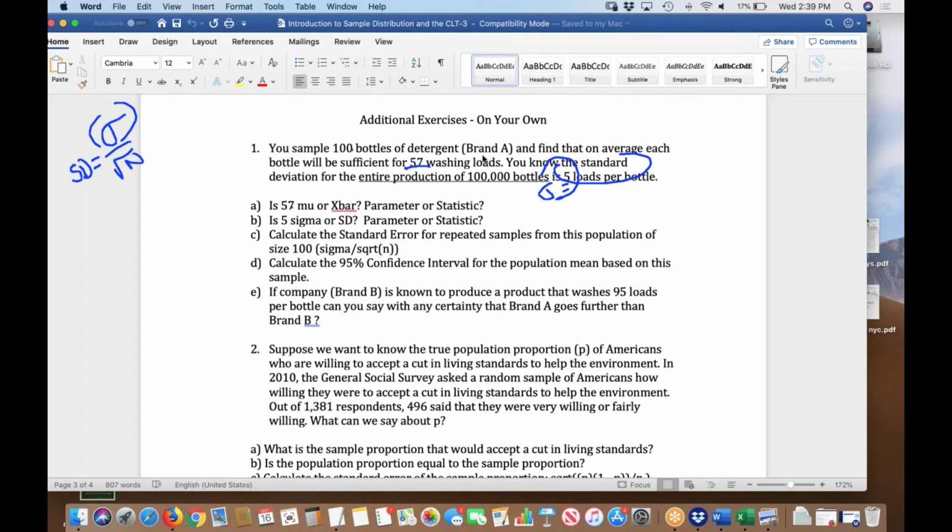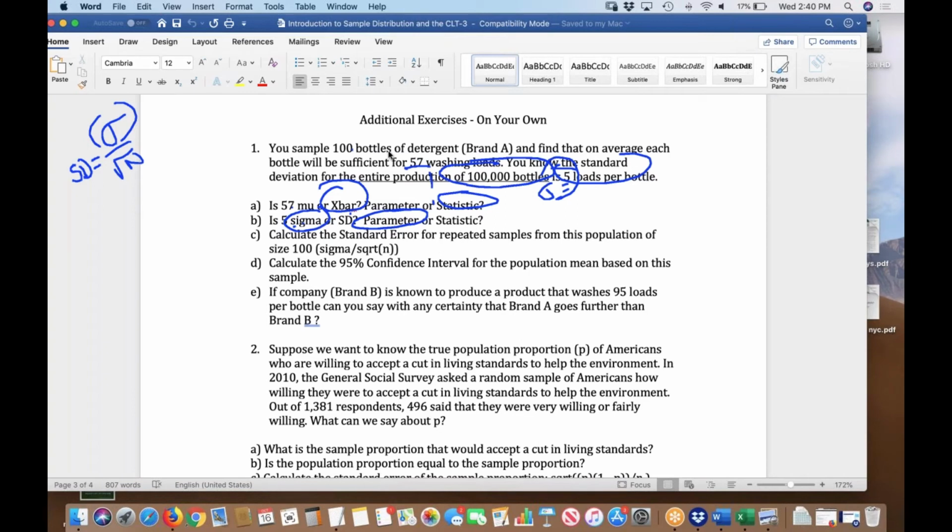Okay, we don't know how many average loads for 100,000 bottles. We only know that 100 of them did an average of 57. So that's x bar. 57 is x bar. Is 5 sigma or the standard deviation? Is it a parameter or is it the statistic? Well, we're told that that's true for the entire population of bottles. So that is sigma. This is a statistic. This is a parameter.